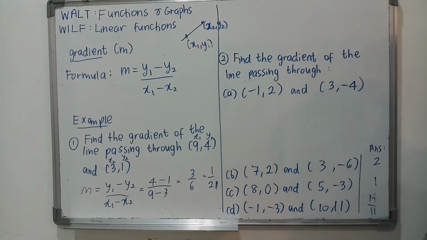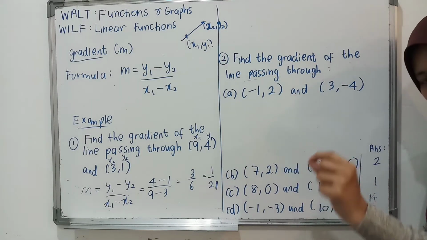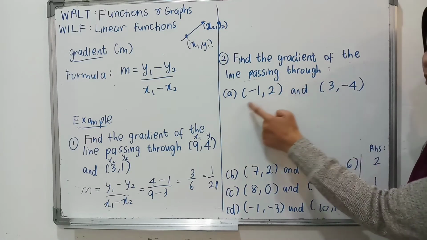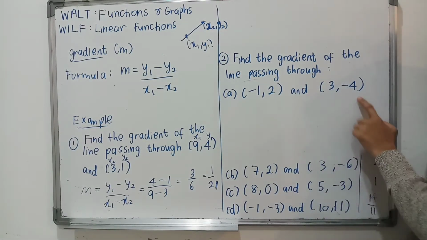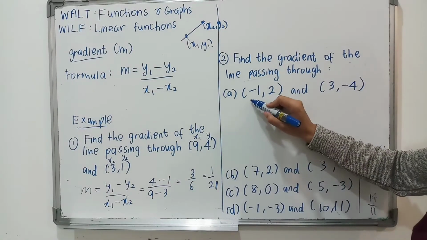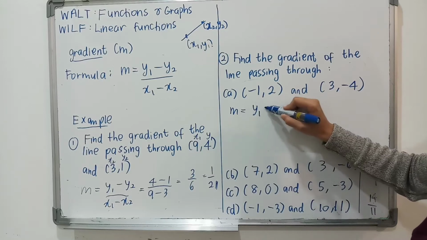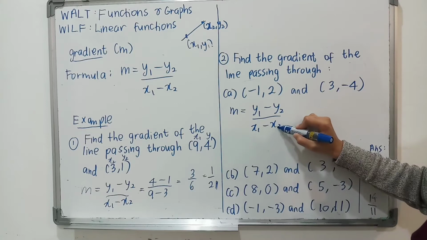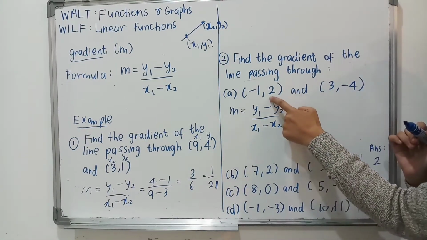Now second example. You pause the video first, you copy the question. Now let's do this together. Find the gradient of the line passing through. First question, passing through -1, 2, and 3, -4. Let's do this together. So m equals y1 minus y2 over x1 minus x2. I let that one be y1.